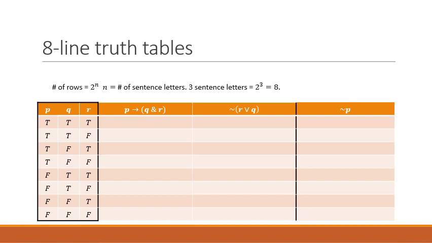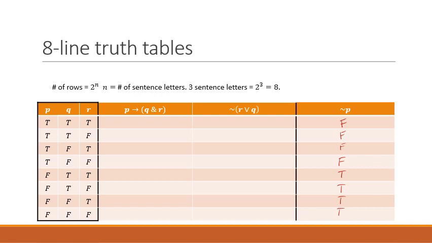I'm going to start with the easiest sentence, which is the conclusion here, because it's just not P. And you'll see here in a minute that it actually makes sense to start with the easiest calculations. So not P is just going to be the opposite of our P column. Instead of true, true, true, true, false, false, false, false, we have false, false, false, false, true, true, true, true.